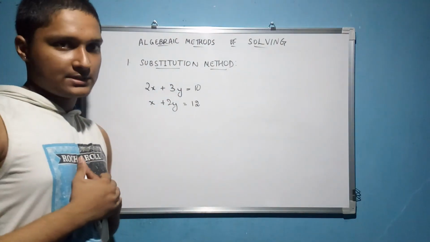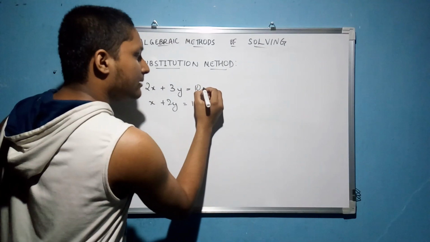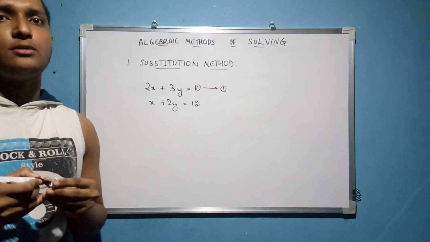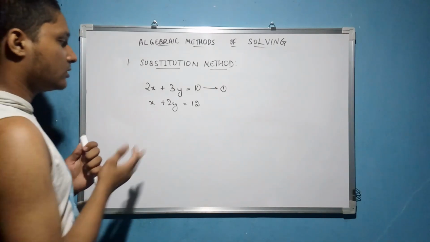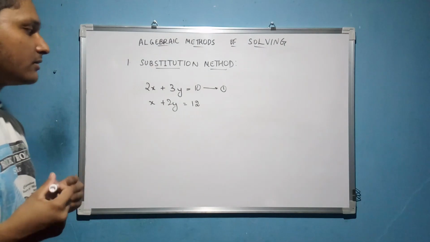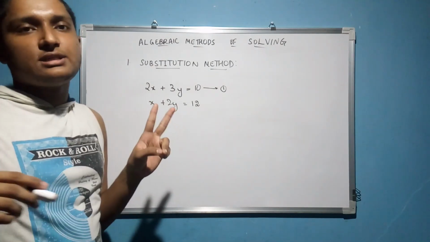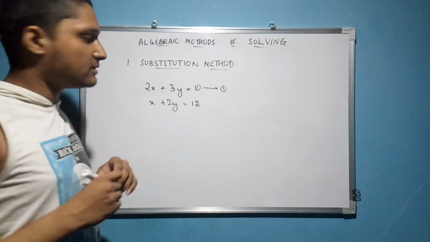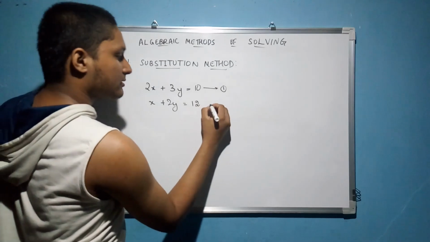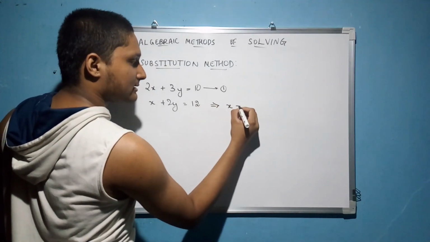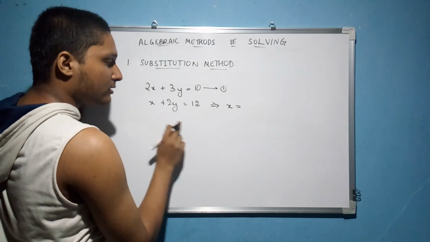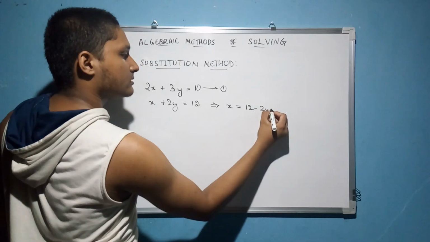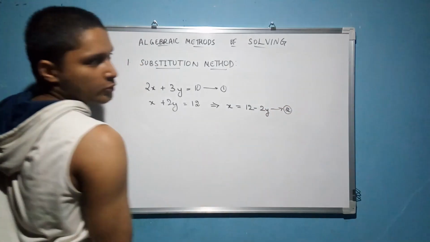Something based on substitution. Let me name this as the first equation. I will substitute something in that equation, so I am not going to alter that. Now we'll do something with this one. There are two options here: you can either get x in terms of y, or y in terms of x. I'll take x in terms of y. For that I need to take this y term to that side. That becomes 12 minus 2y. Let me mark this as equation 2.